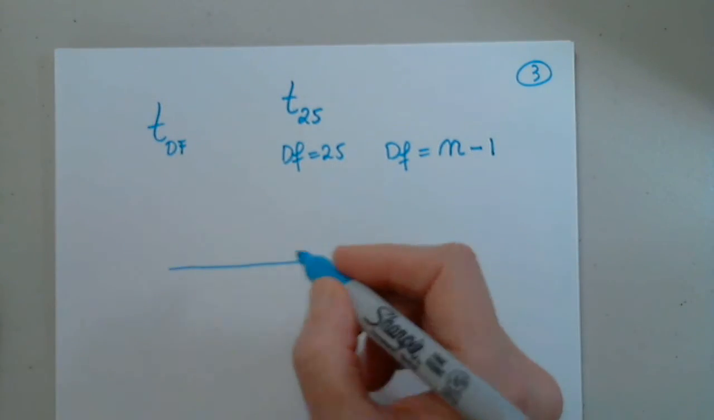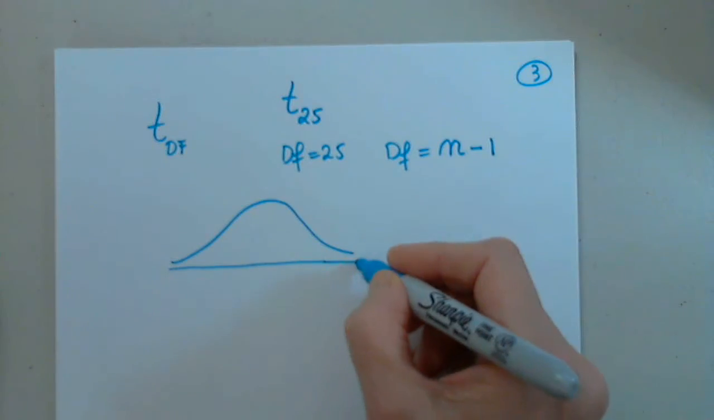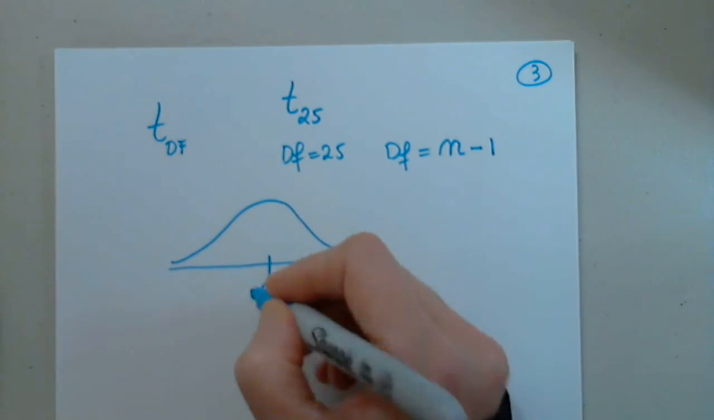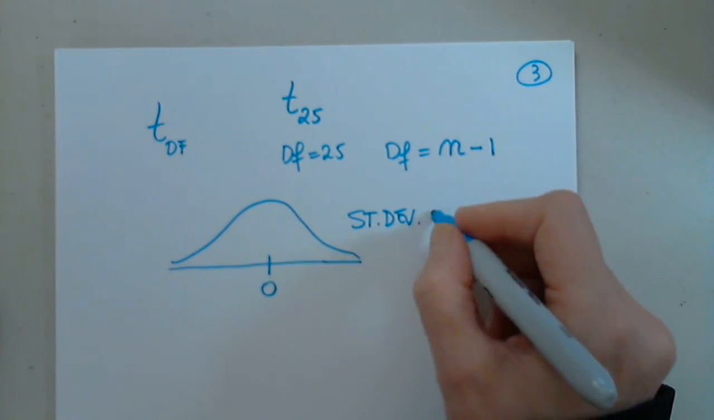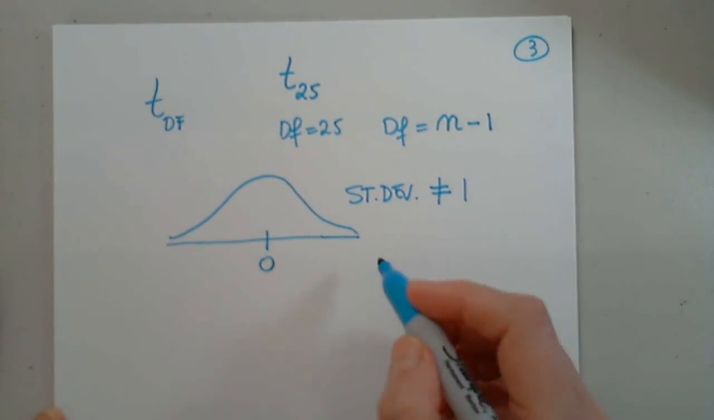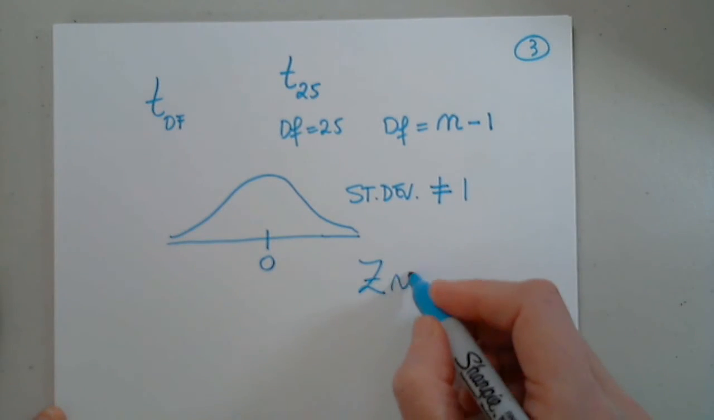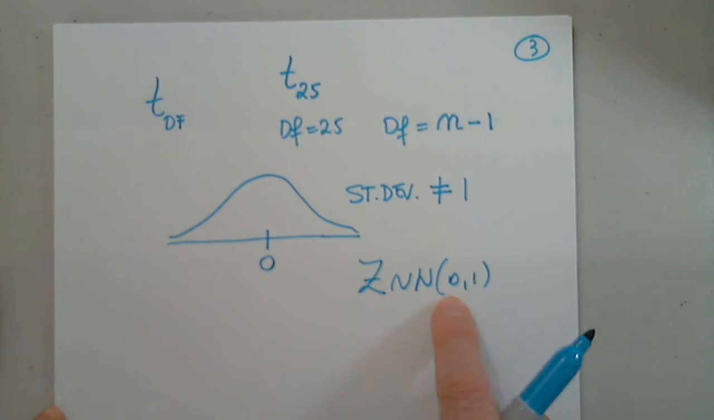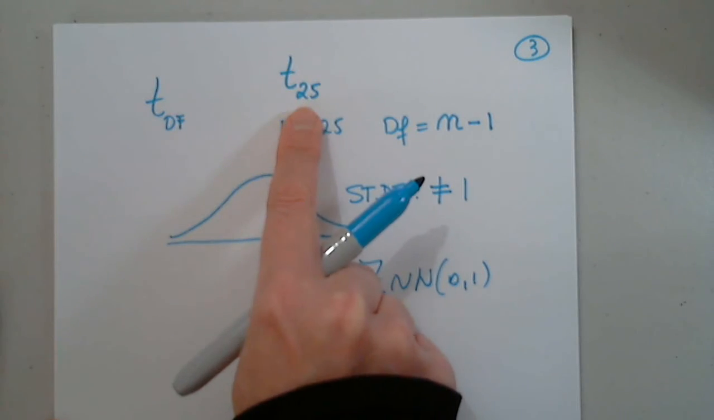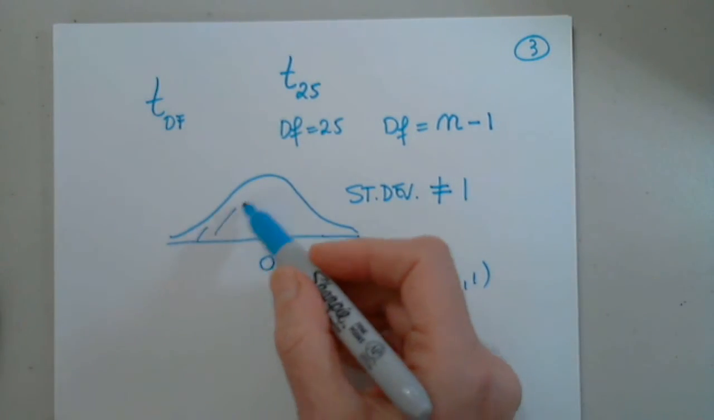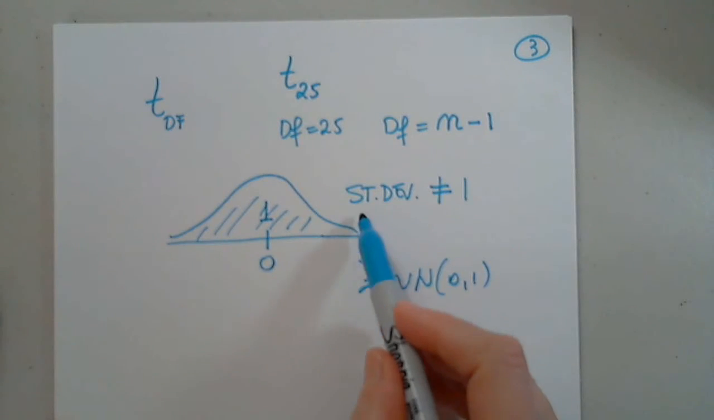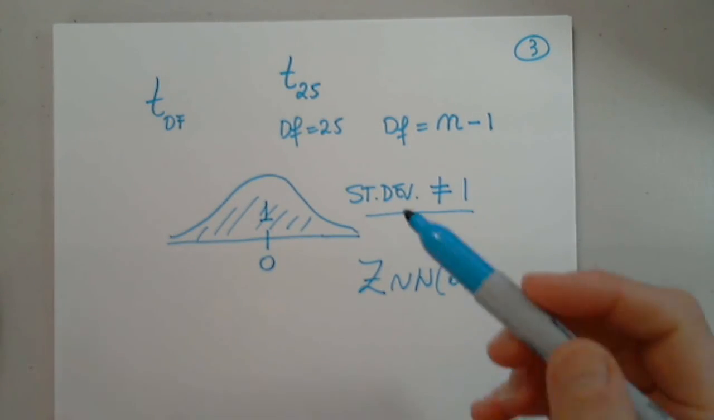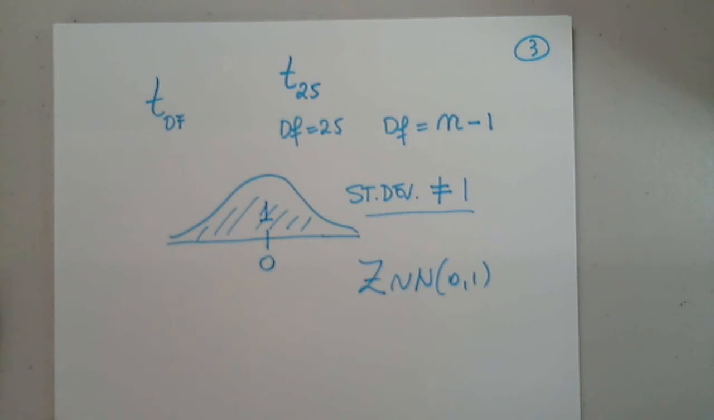And the shape is still bell-shaped, still symmetric around 0, but the standard deviation for the t distribution is not 1. For the standard normal, the mean and standard deviation are 0 and 1, but for t it is not. Still bell-shaped, still the area underneath it is still 1, and so on. We are looking at probabilities or percentages, but the standard deviation will not be 1. It's different based on degrees of freedom.